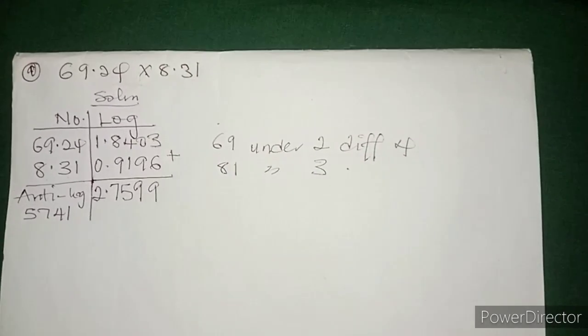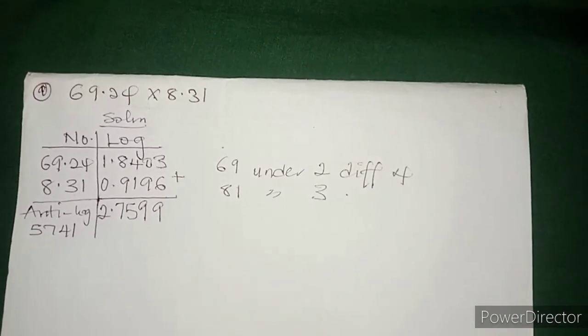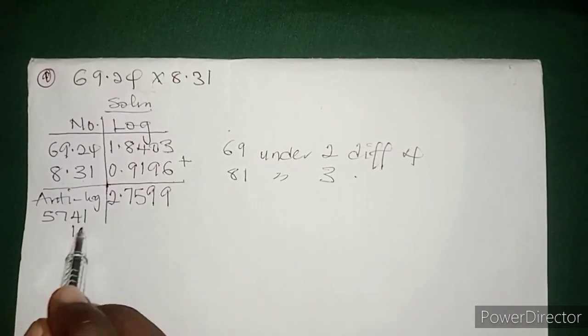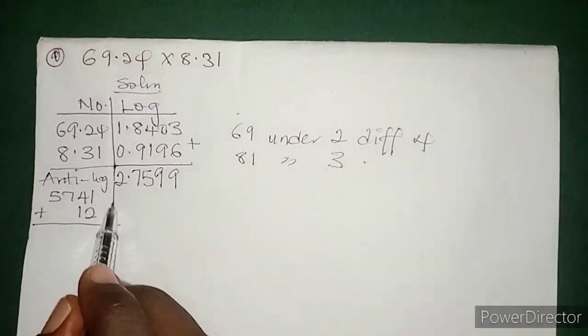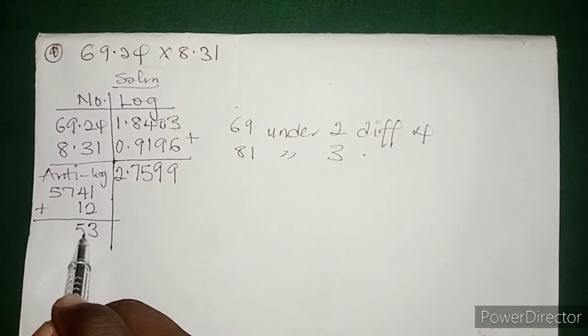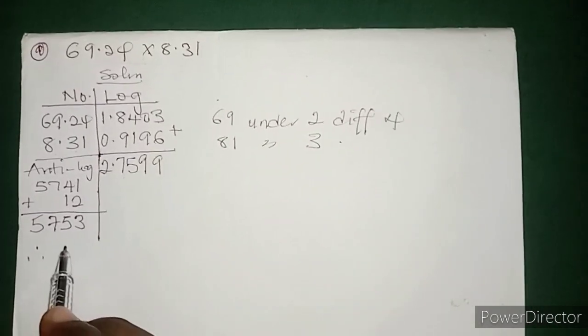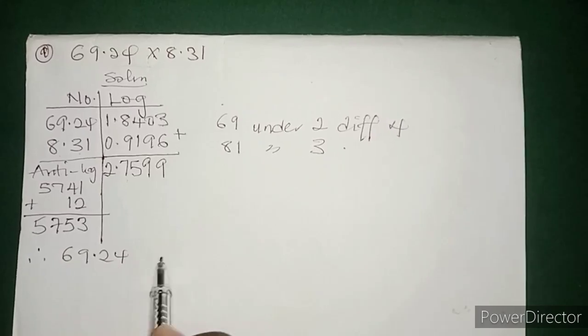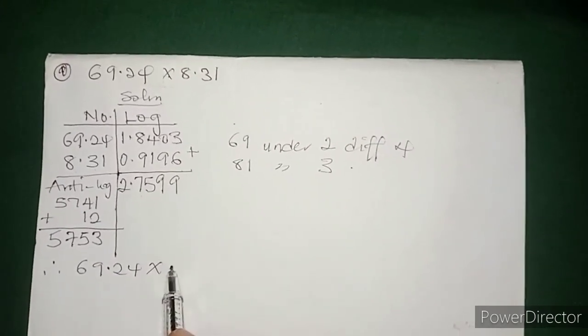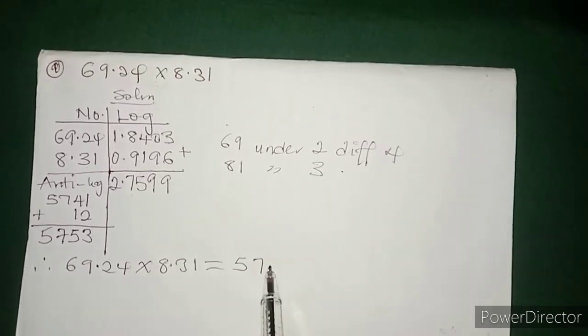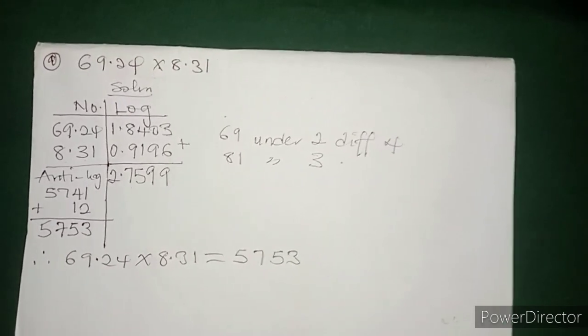Then difference 9 will give you 12. You add your difference. This will give you 5753. Therefore, now write that 69.24 times 8.31 is equal to 5753. We want to input our decimal point now.